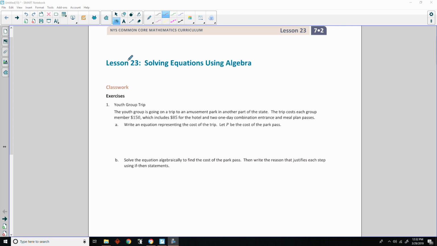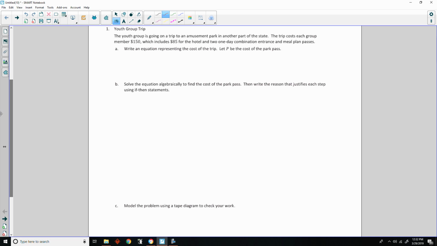This is lesson 23, the last lesson in module 2, solving equations using algebra. Classwork exercise 1, youth group trip.